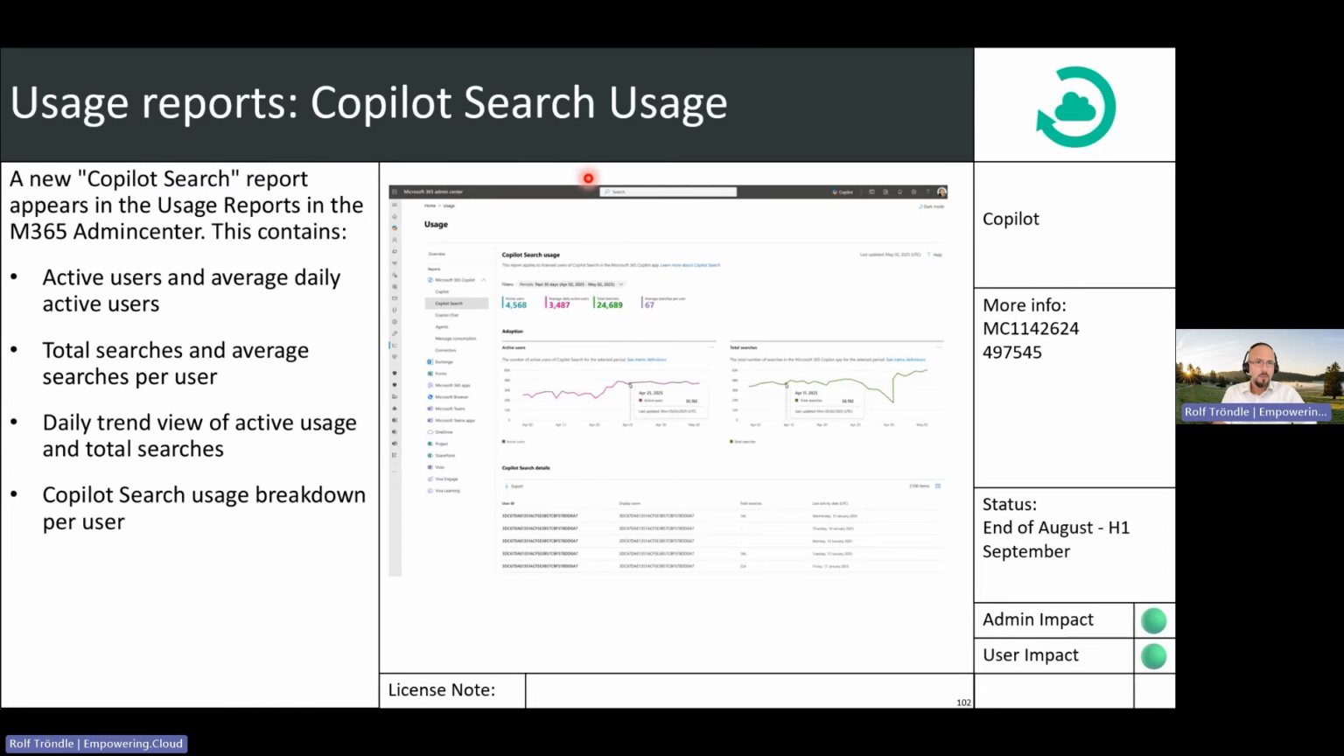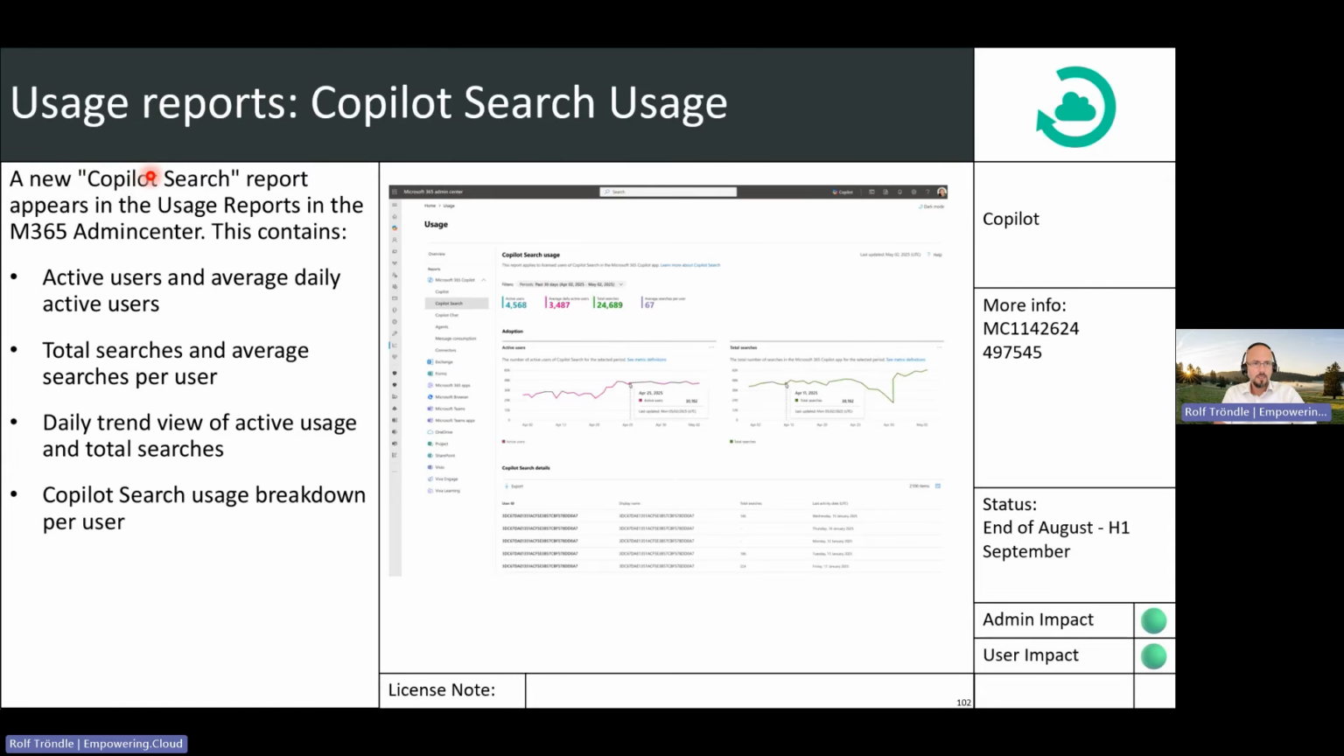Another usage report update is the Copilot Search usage report. This contains active users and average daily active users and so on. So you have more regarding Copilot Search, more in-depth views.